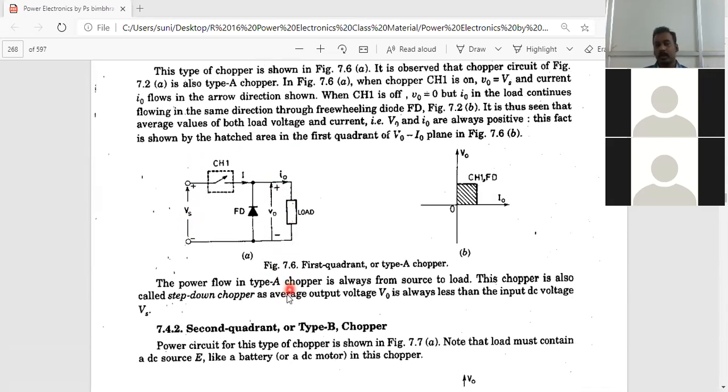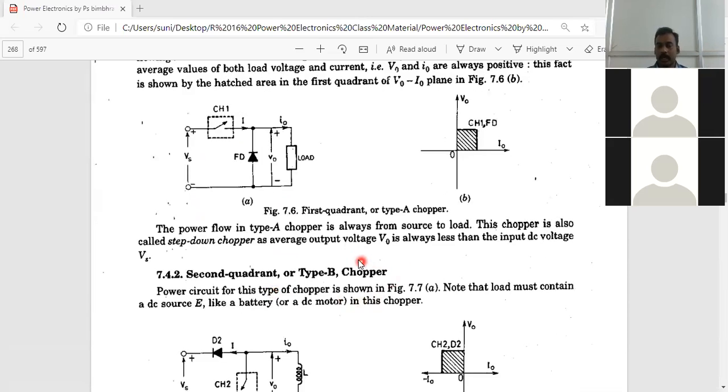Then moving to the later one, that is the second quadrant chopper. In the case of the second quadrant chopper, the chopper is capable of providing operation in the second quadrant. So in the case of the second quadrant, you are going to have I naught negative and V naught positive, isn't it?